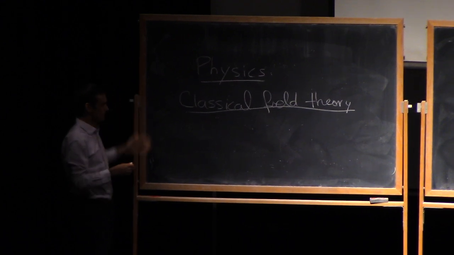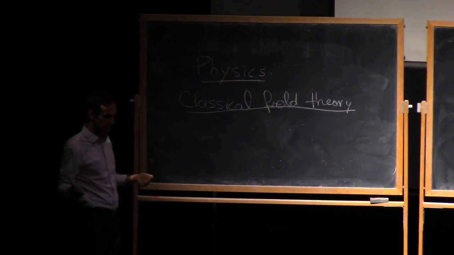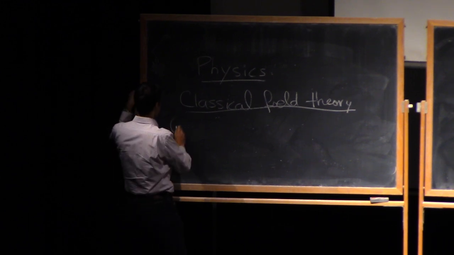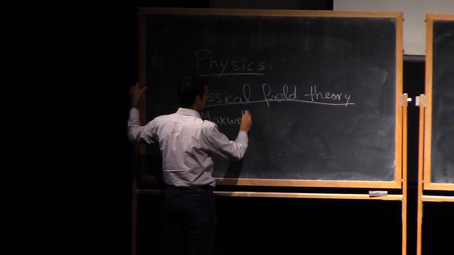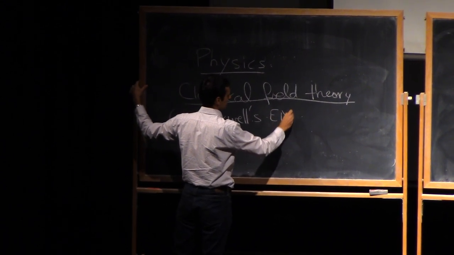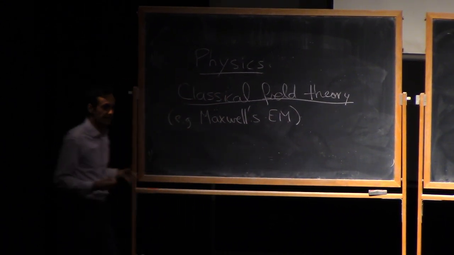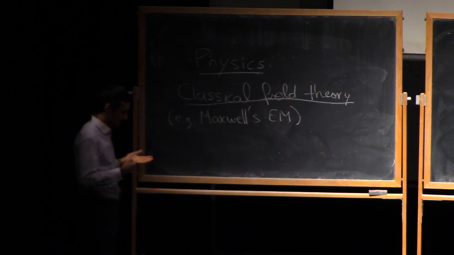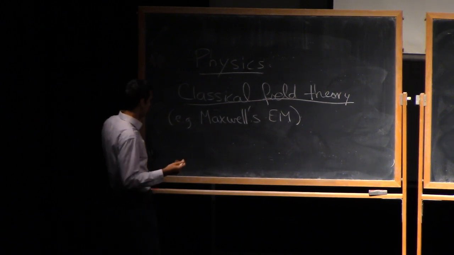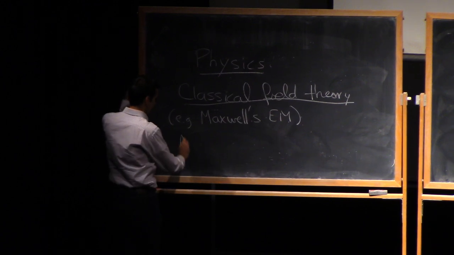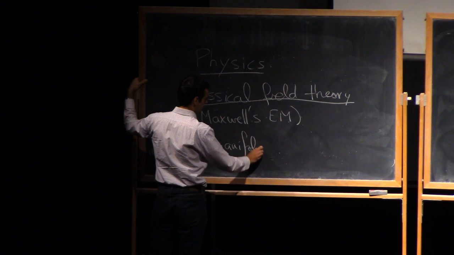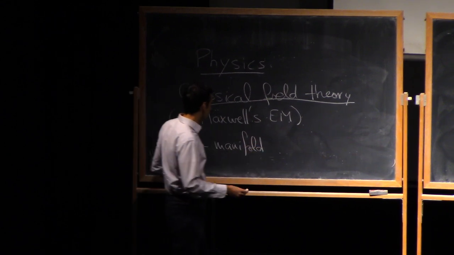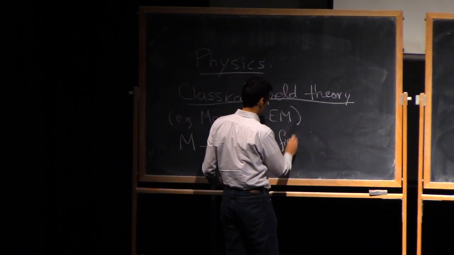In physics, you usually start by studying the motion of particles, but then, for example, Maxwell's theory of electromagnetism is not in terms of particles, but in terms of fields. So something that takes a value at every point in your space. So basically what happens is you have a manifold. The general setup is you have a manifold, and you have some fields on M.